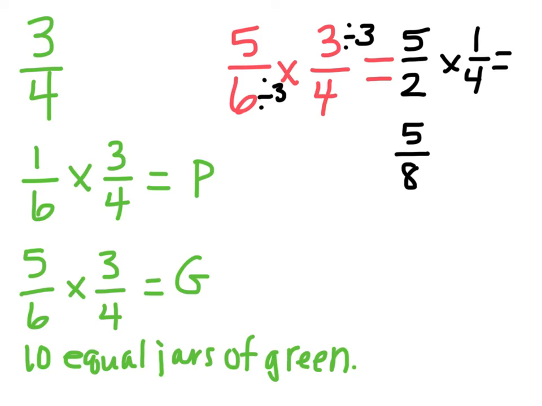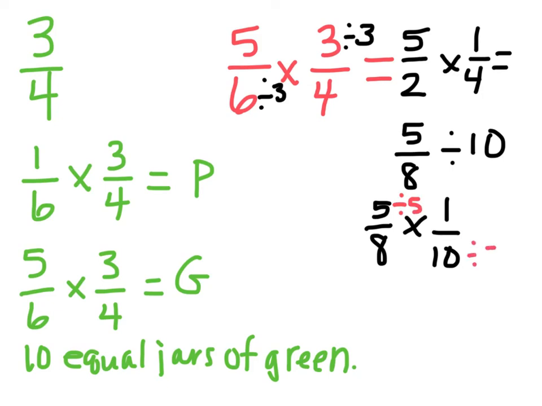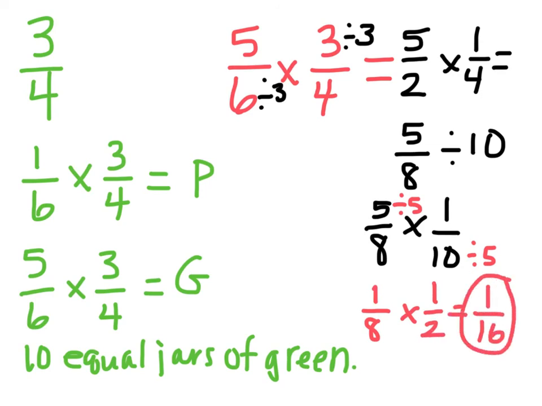Now we're going to divide that 5/8 pounds of beads into 10 equal jars. So let's send it through our reciprocalinator, which gives us 5/8 times 1/10. We can cross reduce. Both 5 and 10 are divisible by 5, giving us 1/8 times 1/2, or 1/16. So each jar of green beans weighs 1/16 of a pound.